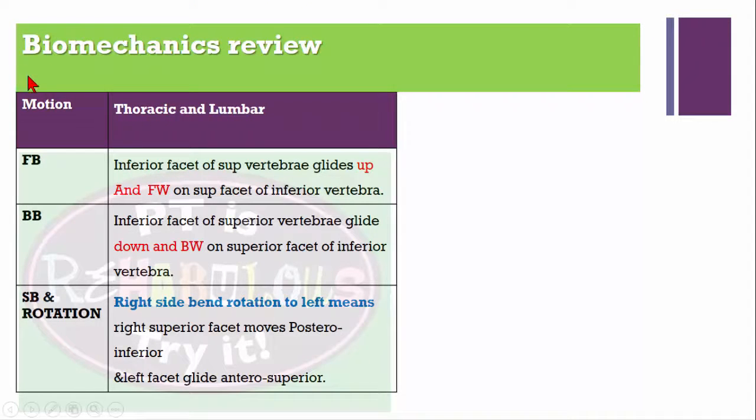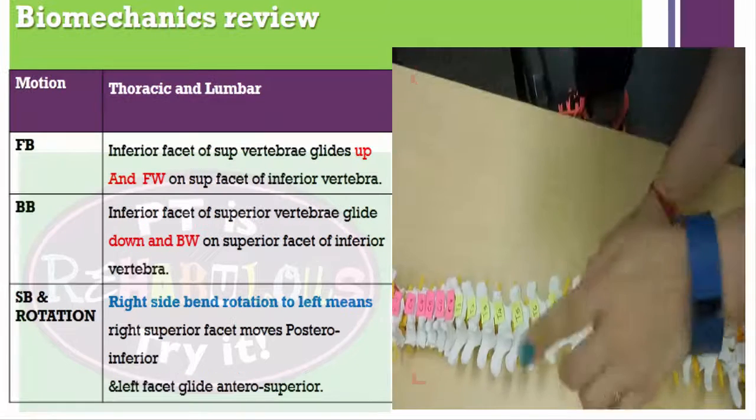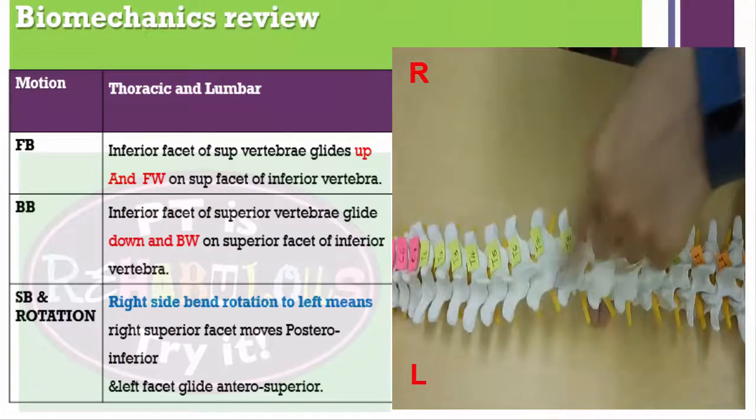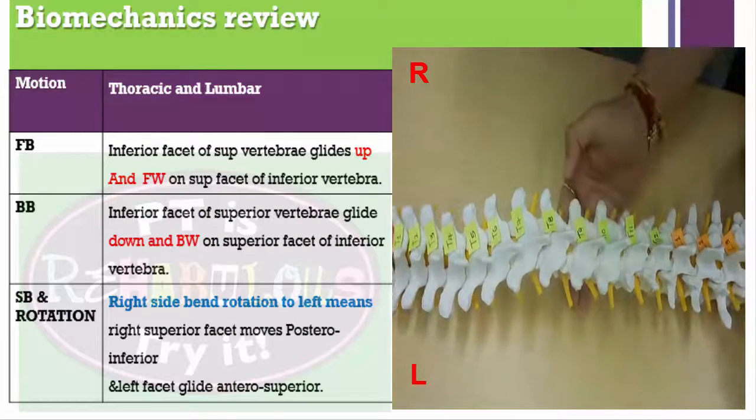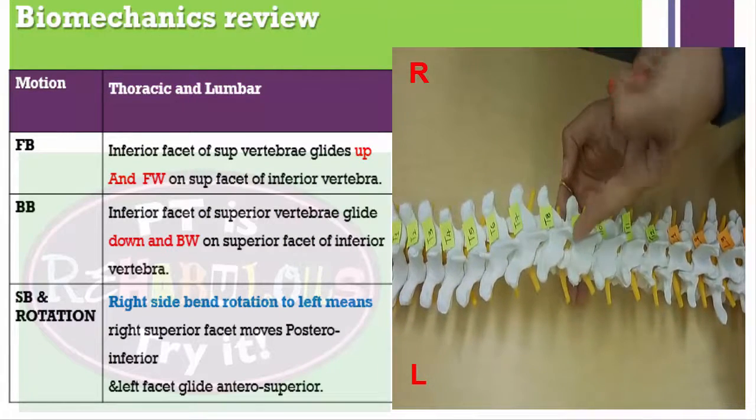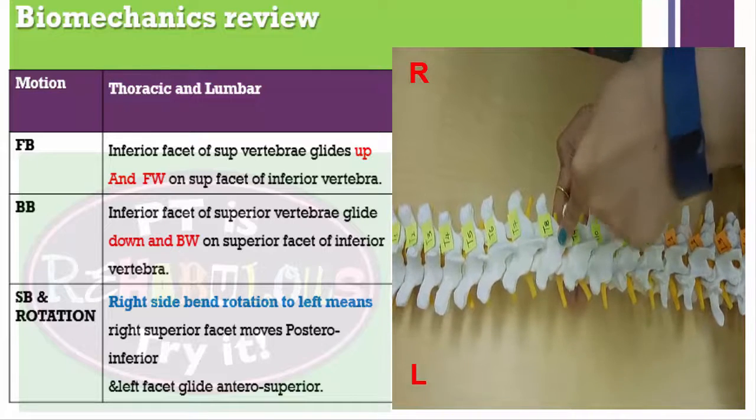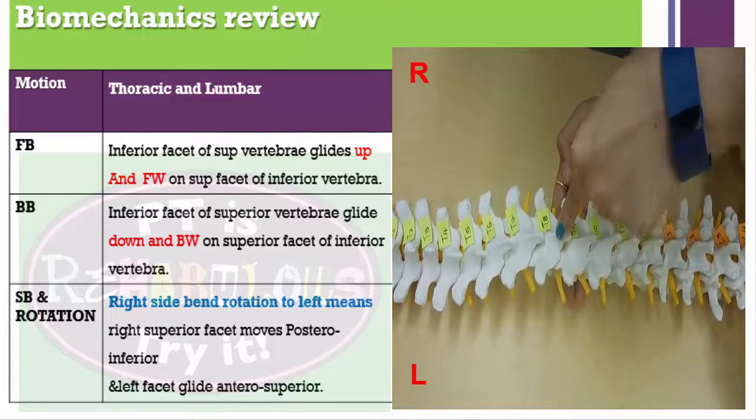Now we are going to learn the biomechanics review for the thoracic and lumbar spine. For that also, forward bending, backward bending, side bending and rotation are there. Side bending and rotation we will see in a different slide. Let's learn this on the spine model. Let's take the example of T8 and T9 vertebrae for forward flexion and backward extension.